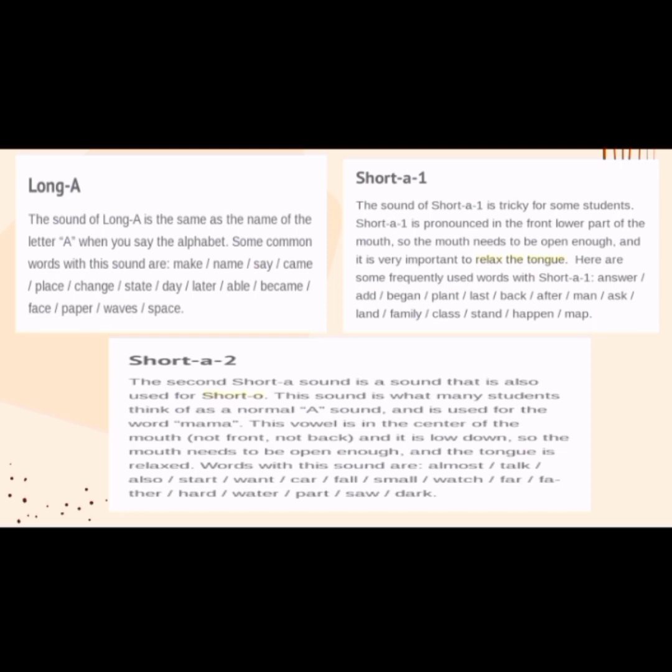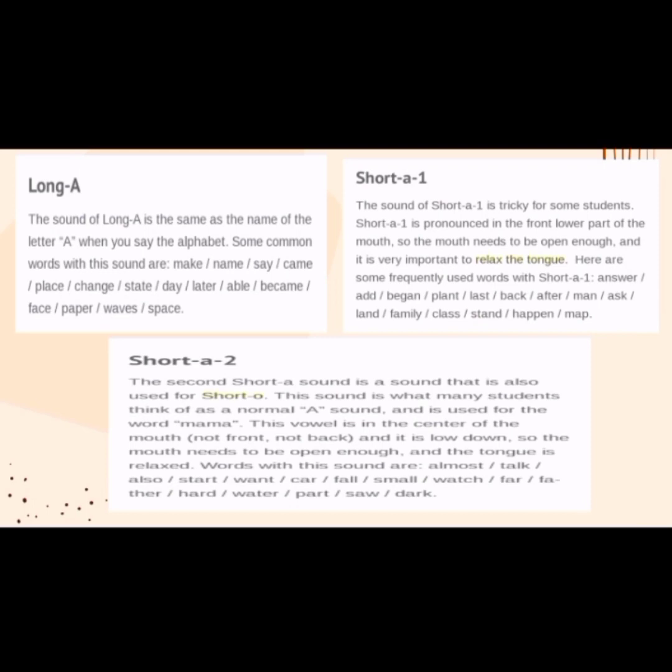The next sound of A is the short A2. The second short A sound is a sound that is also used for short O. This sound is what many students think of as the normal sound of A and is used for the word mama. This vowel is in the center of the mouth, not front, not back, and it is low down. So, the mouth needs to be open enough and the tongue is relaxed.